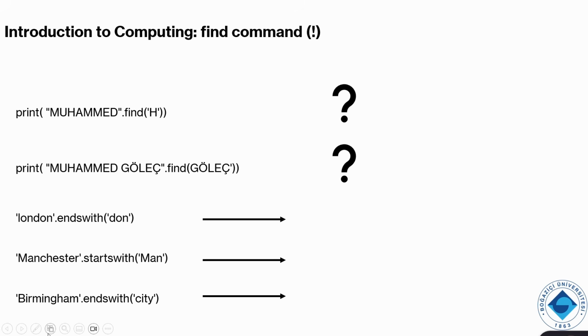Also, we have more functions like starts with and ends with, right? It is only checking if it ends with "done". If it does, it will return true, otherwise it will return false. Again, starts with has the same logic. It will check if it is starting with "man", then it will return true. And one more example for ends with: as it is not ending with "city", it's going to return false here.